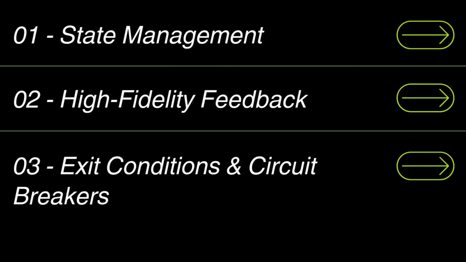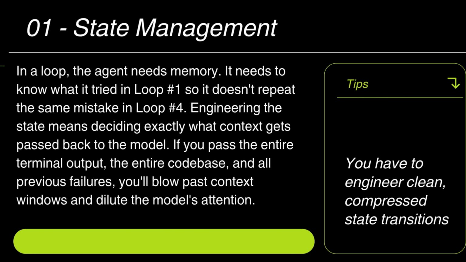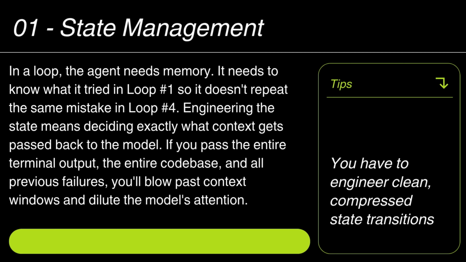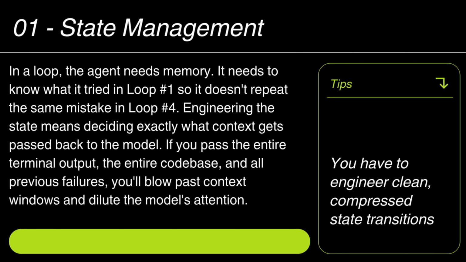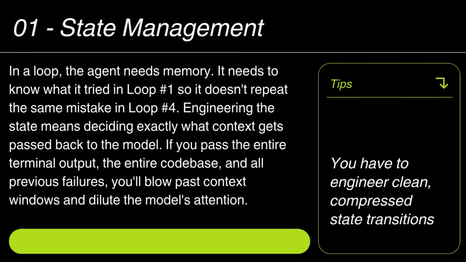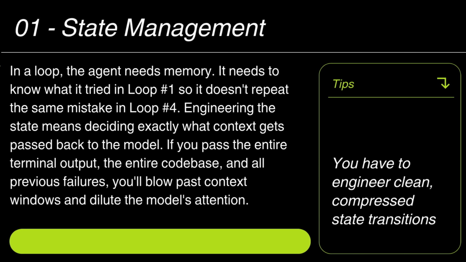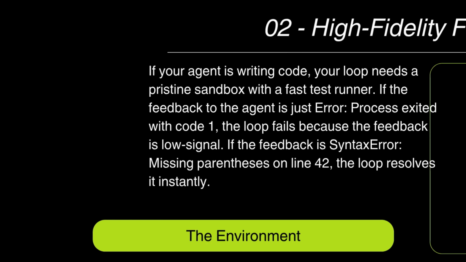1. State management. In a loop, the agent needs memory. It needs to know what it tried in loop number 1, so it doesn't repeat the same mistake in loop number 4. Engineering the state means deciding exactly what context gets passed back to the model. If you pass the entire terminal output, the entire codebase, and all previous failures, you'll blow past context windows and dilute the model's attention. You have to engineer clean, compressed state transitions.